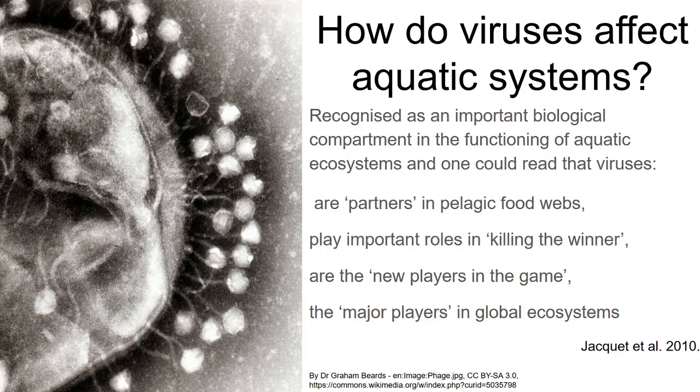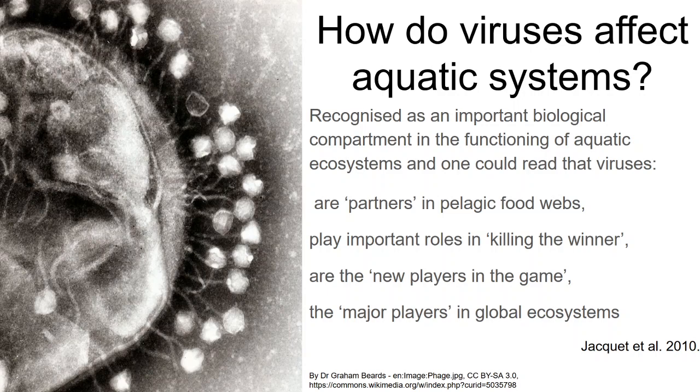So viruses have been recognized as an important biological compartment and as deeply influencing the way that aquatic ecosystems work. I'm providing you a quote here, and I'm going to read a couple of the ways that this paper captured other papers as having described viruses in aquatic ecosystems. In some cases, they've been described as partners in pelagic foodwebs. So the pelagic is the open water part of those foodwebs.